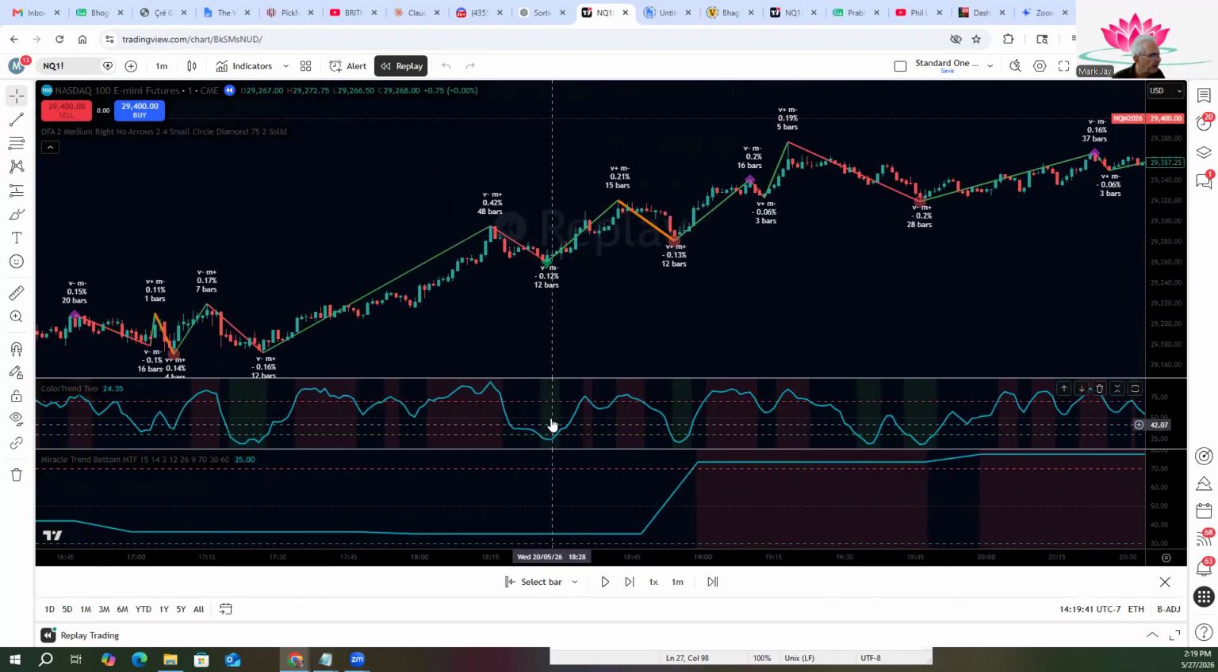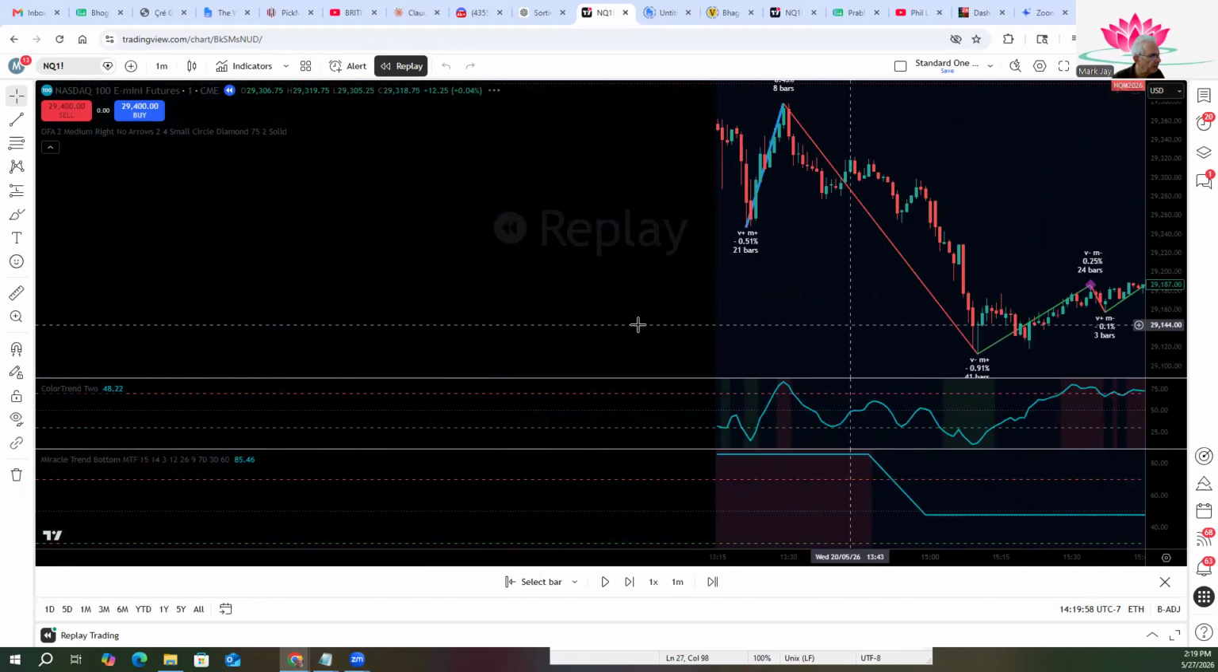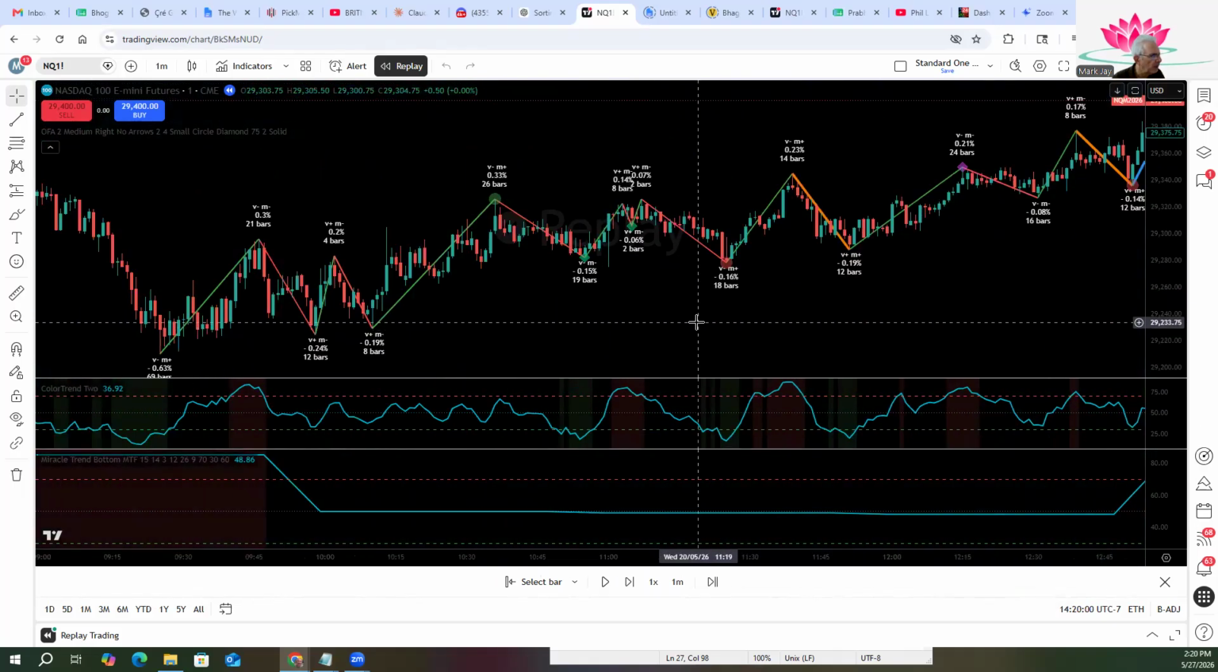Okay. Here's the background color. Here's the green diamond. We go long. Anywhere in this area here, we could have exited. Let's exit right here. 29,291. So we made some money. And this is during the Globex session when their liquidity is not high.